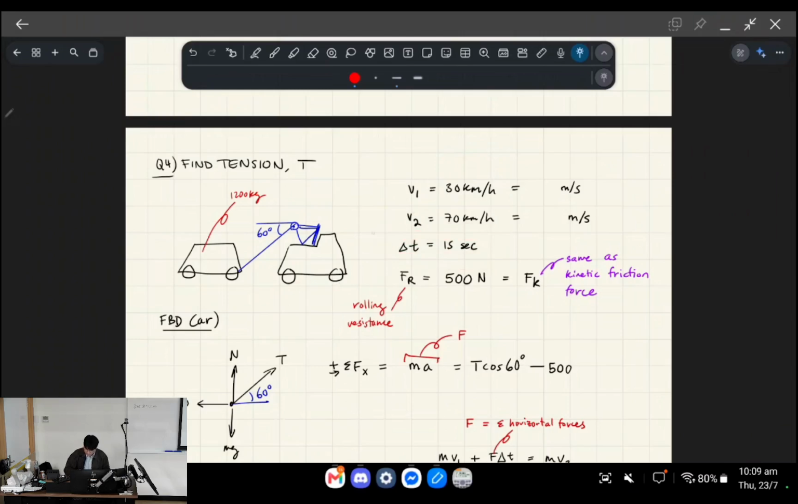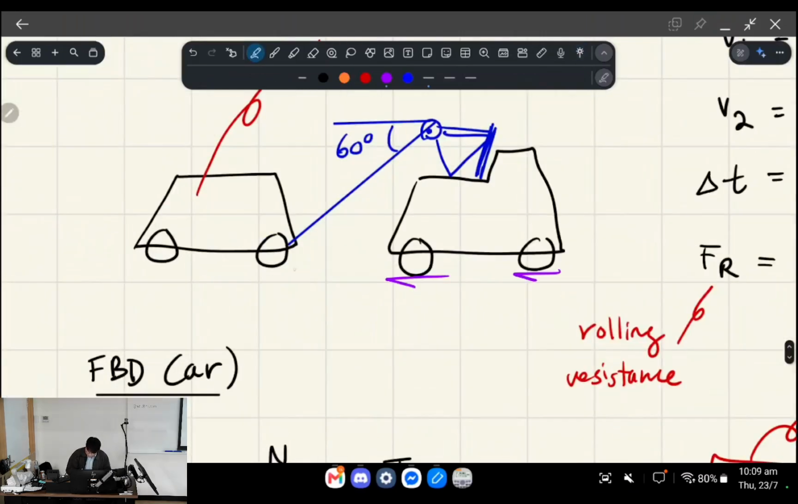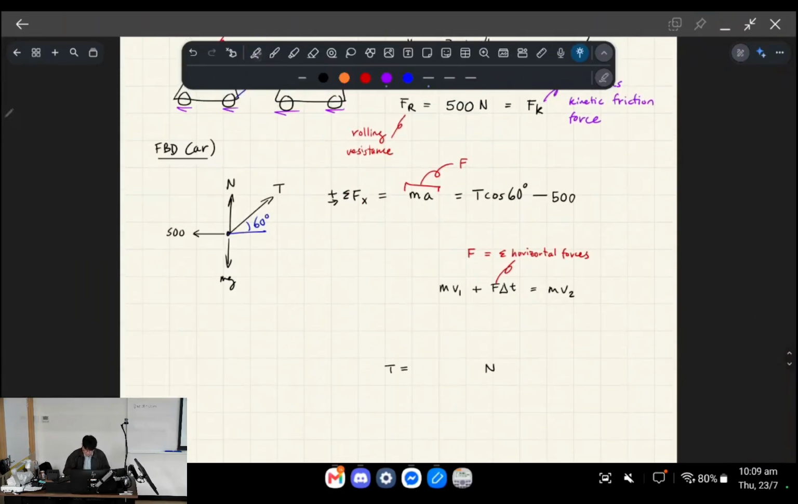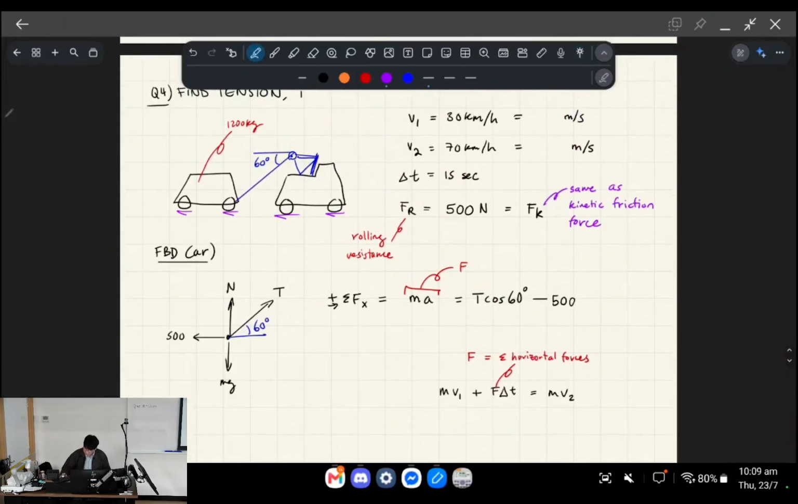What I should say is that this is the car speeding up, right? So these are the cars moving together, and in the first state of energy, they're moving at 30 kilometers per hour. In the second state of energy, they're moving at 70 kilometers per hour. And this change happens over 15 seconds. We're told that the rolling friction, in other words the kinetic friction, is 500 newtons. So the system's moving, and this is the amount of friction applied overall, as a flat number. Let's think of the car as a particle.